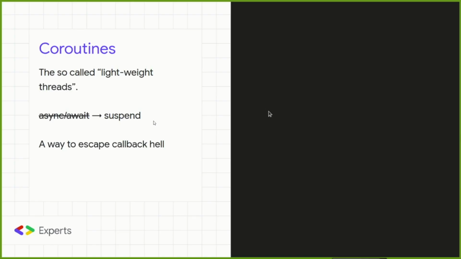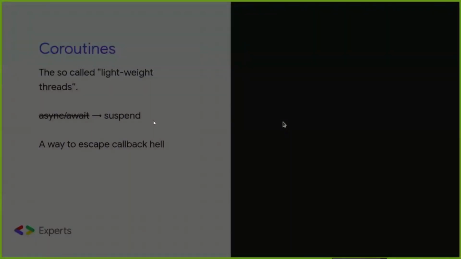I would say coroutines are similar to what other languages have, for example JavaScript, which has async await. But instead of this, in Kotlin we don't have those keywords. Instead, we have suspend functions, and obviously it's a way to escape callback hell. So let's see this in action.